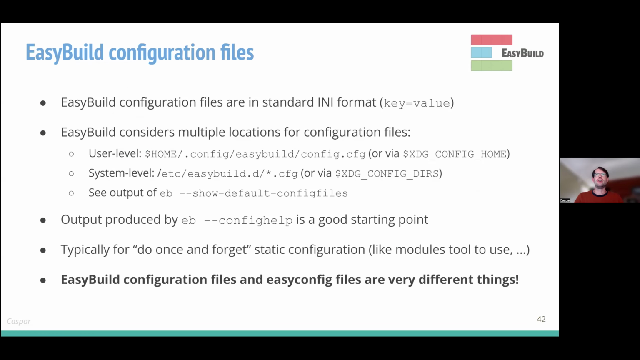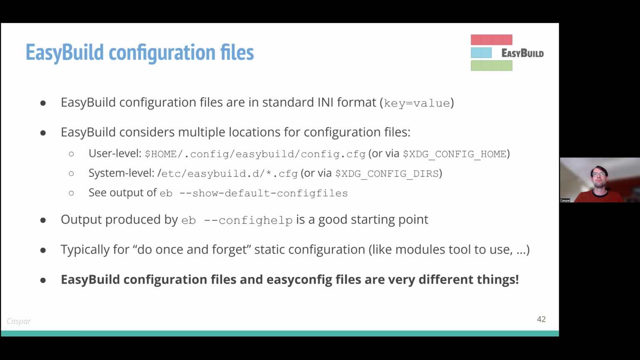The EasyBuild configuration file is a standard ini format, so it's a key-value thing. You can use eb --confighelp to give you a starting point that basically creates a configuration file with every option commented out, and then you can uncomment whatever you want to override. There are default directories where EasyBuild searches for these configuration files. So if you put it there, it will find it automatically. Of course, you can also put it somewhere else, but then you have to point EasyBuild to that configuration file through one of the other configuration options. So for example, by setting an environment variable.